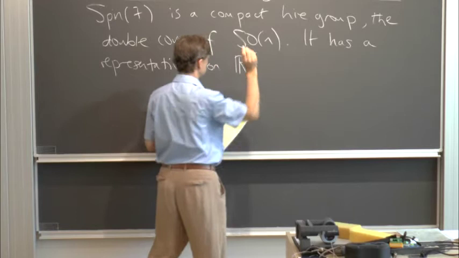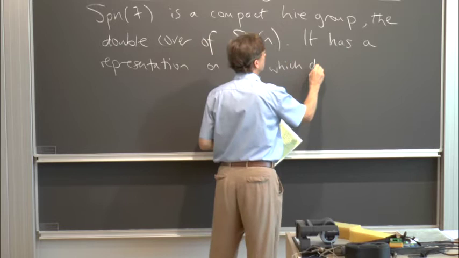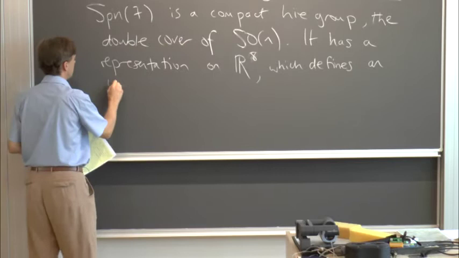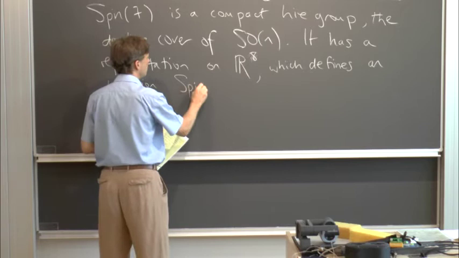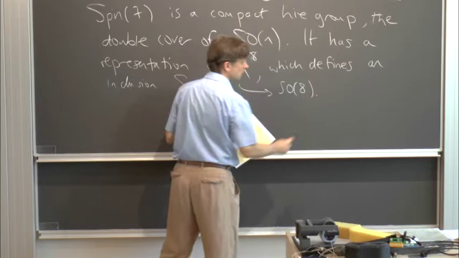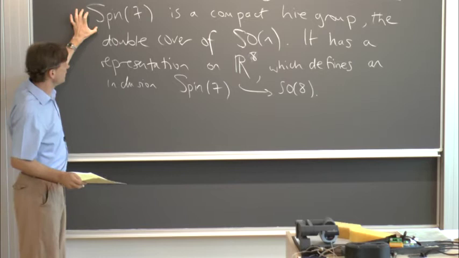and therefore this defines an inclusion from Spin(7) into SO(8). Okay, so you can do this trick in any dimension, but Spin(7) is the case in which it happens to be a holonomy group. I suppose actually Spin(3) is SU(2), which is also a holonomy group.